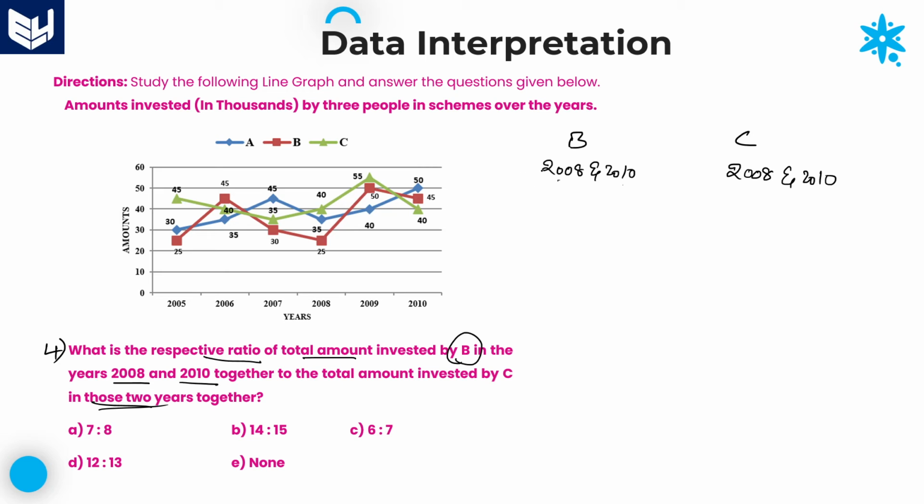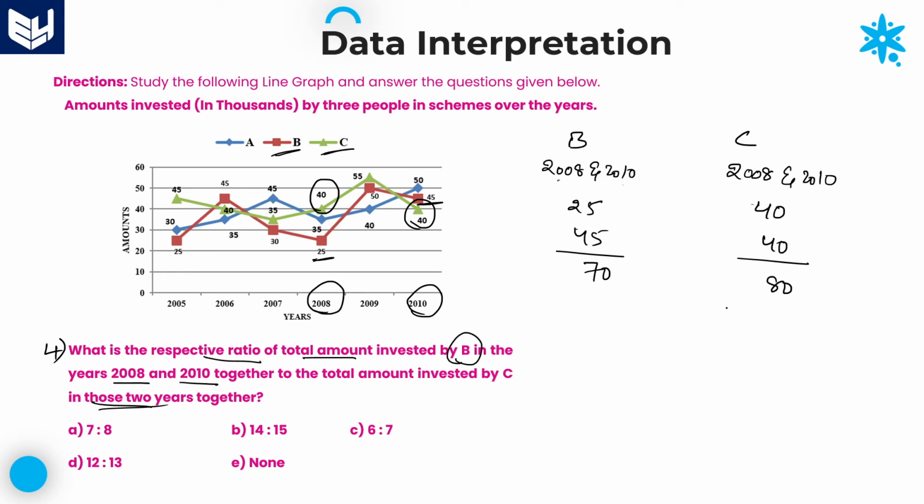So first write down the values of B in 2008 and 2010. B is the red color. In 2008, the value of red color is 25, whereas in 2010, the value of red color is 45. Sum of these two, 25 plus 45, is 70. Next, C. C is the green color. In 2008, the green color value is 40, and in 2010, the green color value is also 40. Now the sum of these two; together means you need to add both the values.